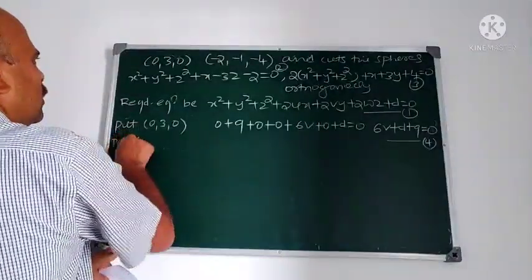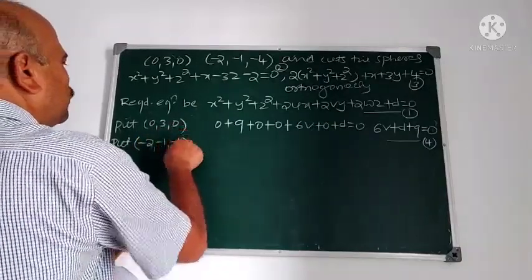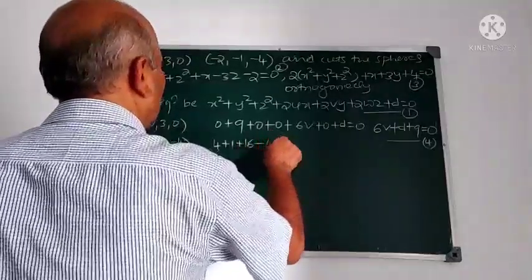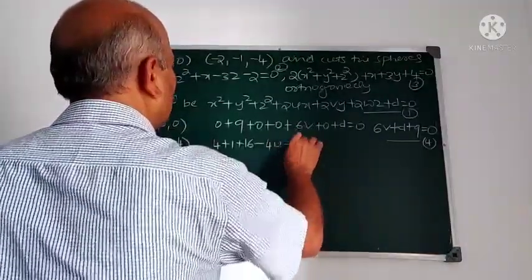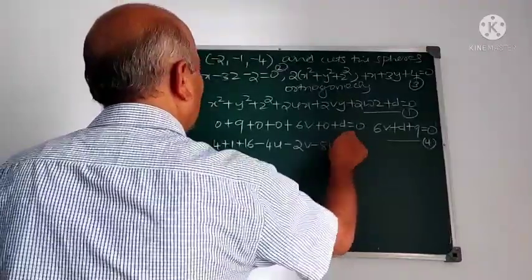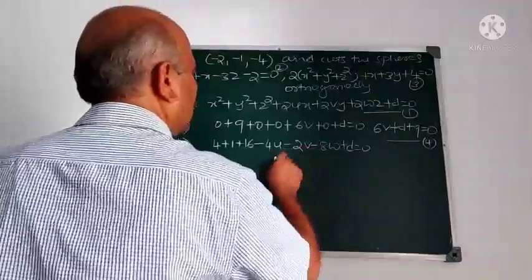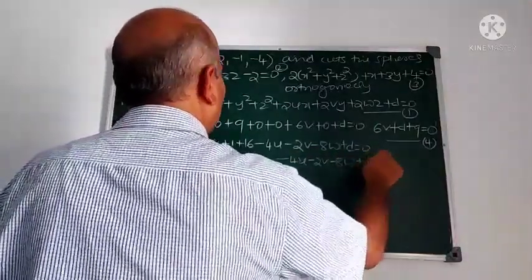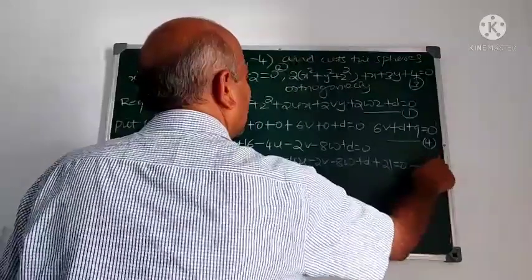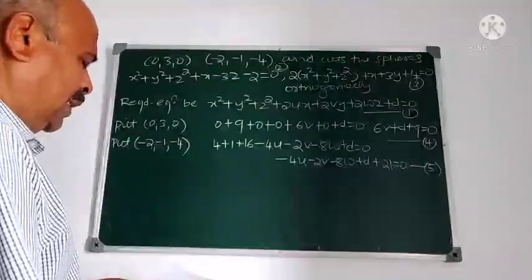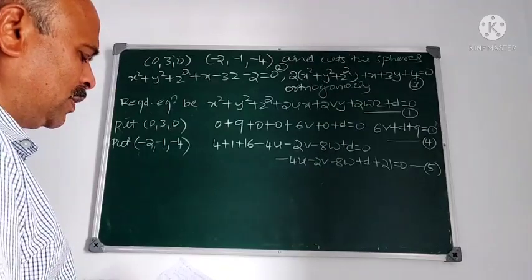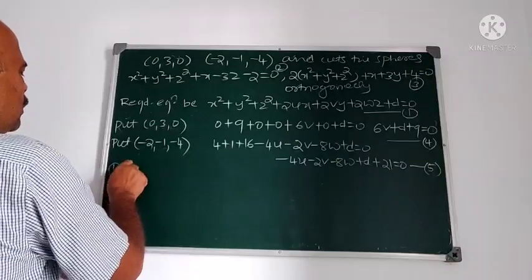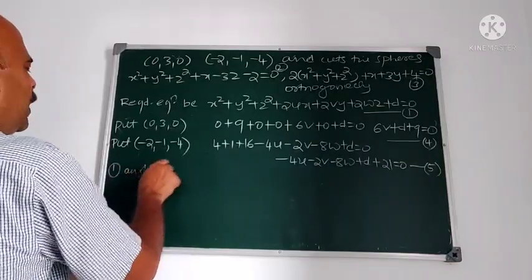Next substitute minus 2, minus 1, minus 4. What do you get? 4 plus 1 plus 16 minus 4u minus 2v minus 8w plus d is equal to 0. Therefore minus 4u minus 2v minus 8w plus d plus 21 is equal to 0. This is 5. And next we use that 1 and 2 are orthogonal.